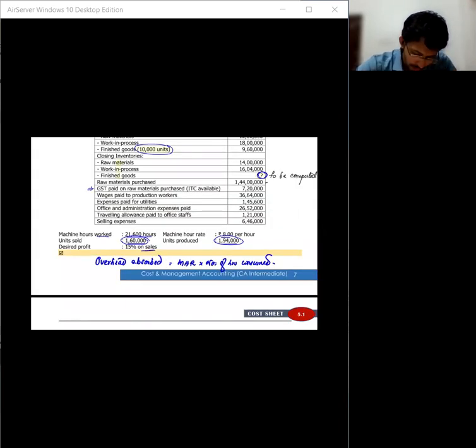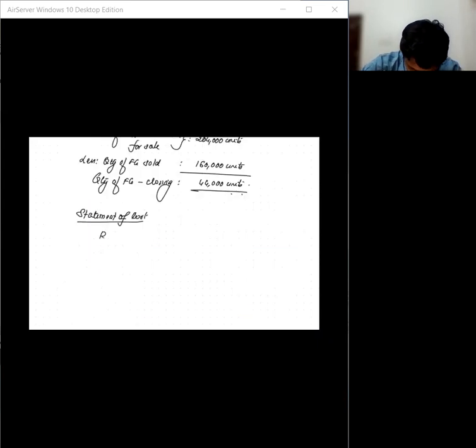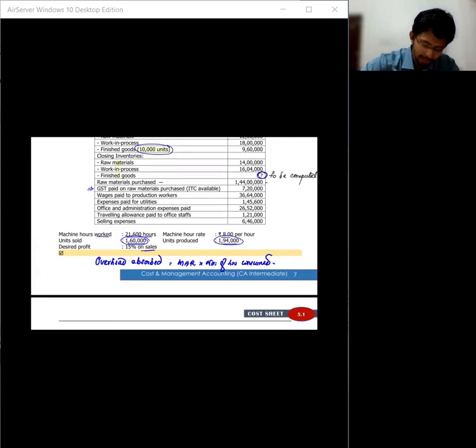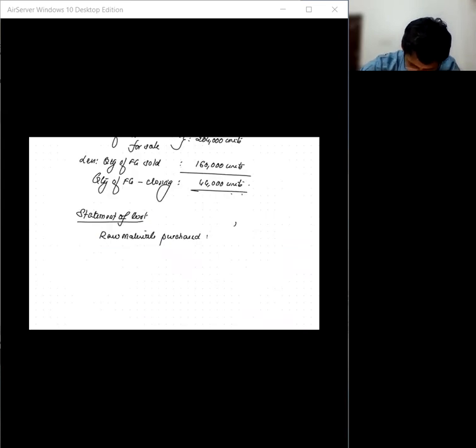For material consumption, they have given you the raw material purchased. So take raw material purchased, add opening stock of raw materials, then less the closing stock of raw material. So raw materials purchased. What is the amount you have to take here? You will take only 1,44 lakhs. You are not required to take the GST paid as the ITC is available.